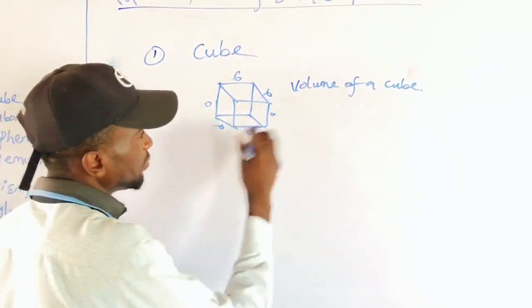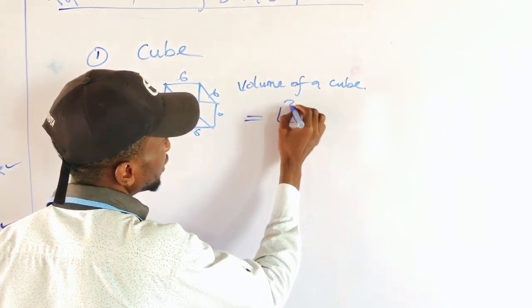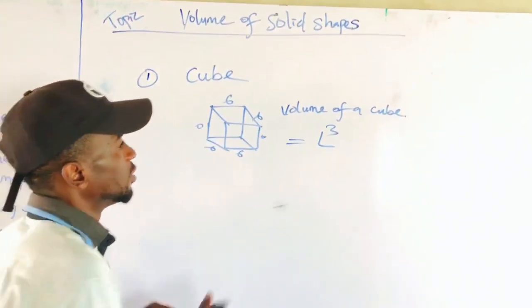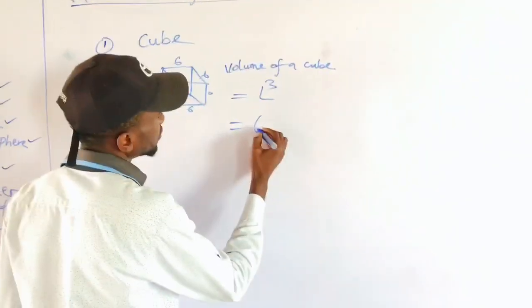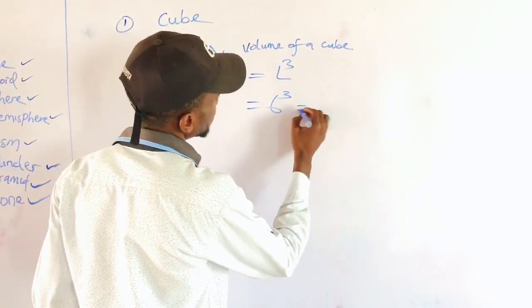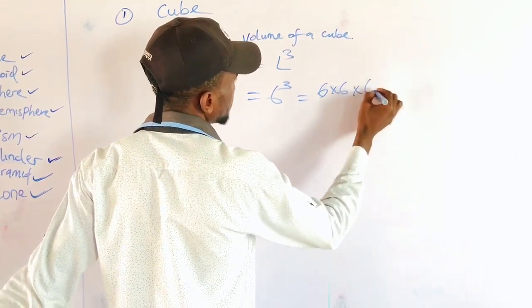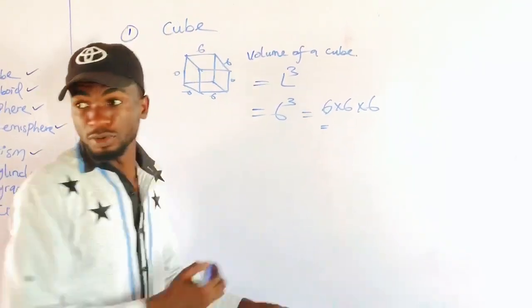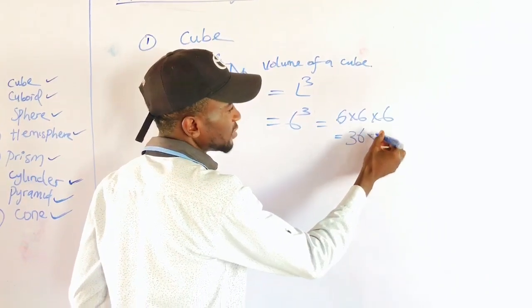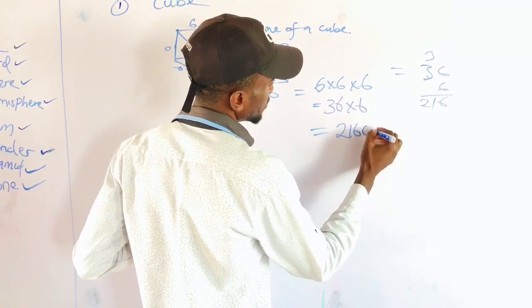So the volume of a cube is just equal to what? L cube. So this is equal to 6 raised to the power of 3, which is equal to 6 times 6 times 6. 6 times 6 is 36. 36 times 6 is equal to 216 centimeters cube.